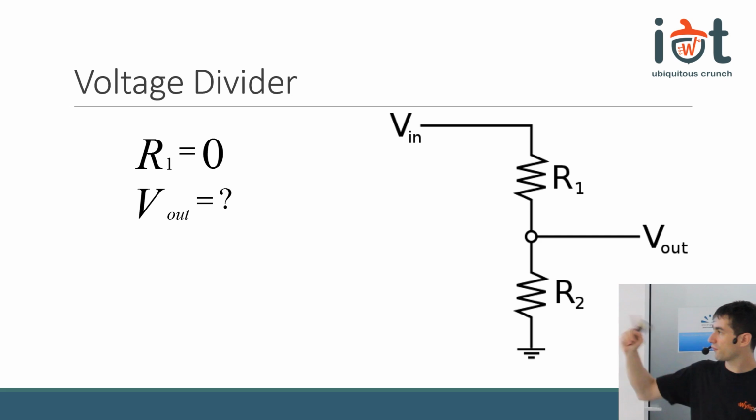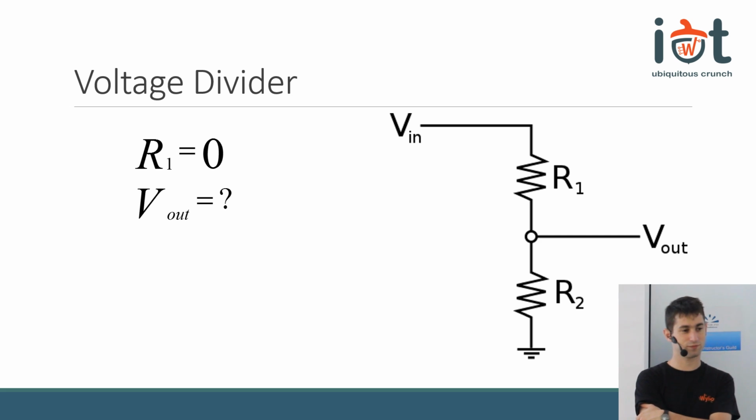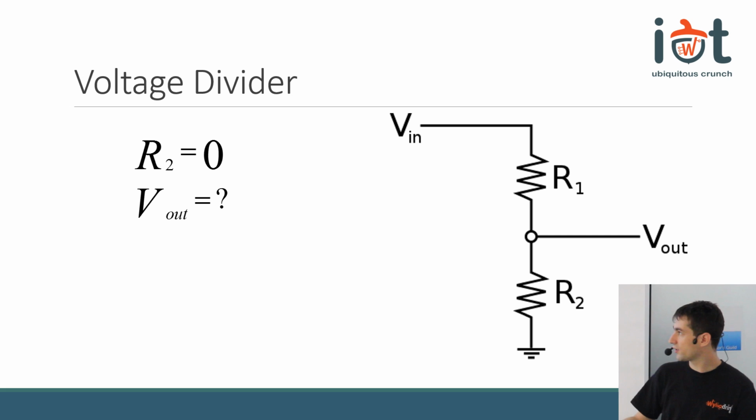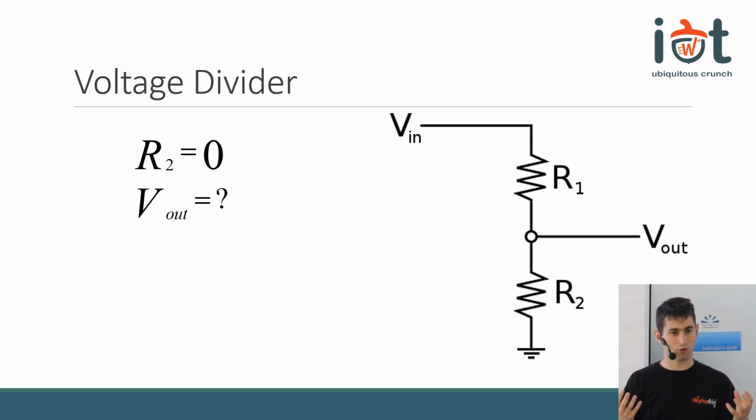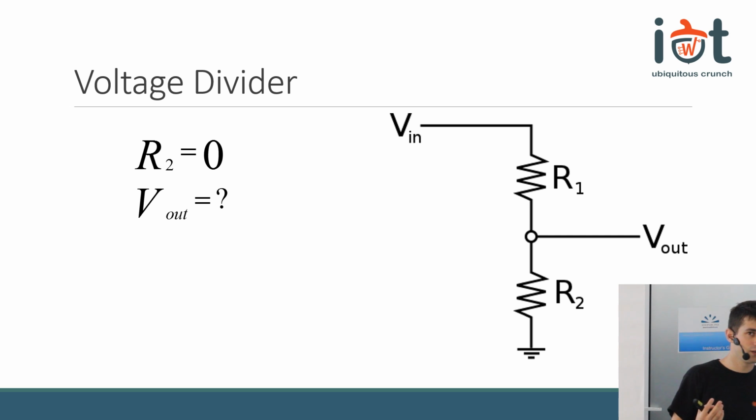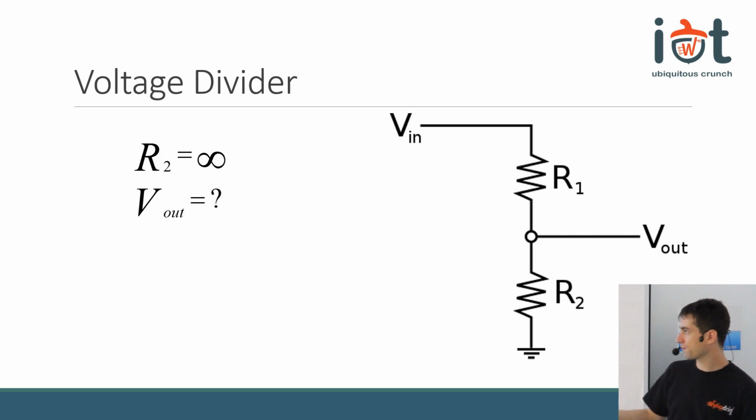So let's see, what happens if R1 is 0? How much is V out? It's equal to V in. Is this correct? Let's see, if R2 is 0, how much is V out? 0. Why? Either you apply Ohm's law, or you can see it's connected to the ground. What does it mean, R2 being 0? Technically speaking, there's no resistance, there's a cable. So any cable or a short circuit has 0 resistance.